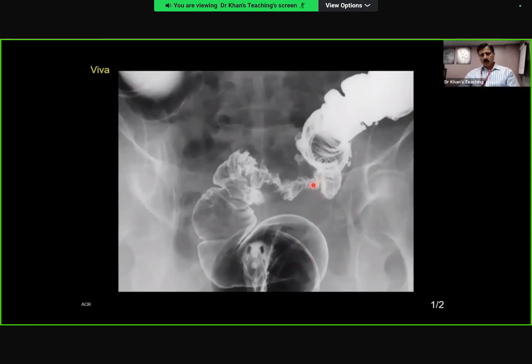Now, this mucosa where I am pointing out, you can see the mucosa. It's going up and down, up and down, up and down. You have also said, I think you mentioned apple core, but you could not see any mucosal destruction. Now, do you agree that there is no mucosal destruction? Yeah, there's no mucosal destruction.